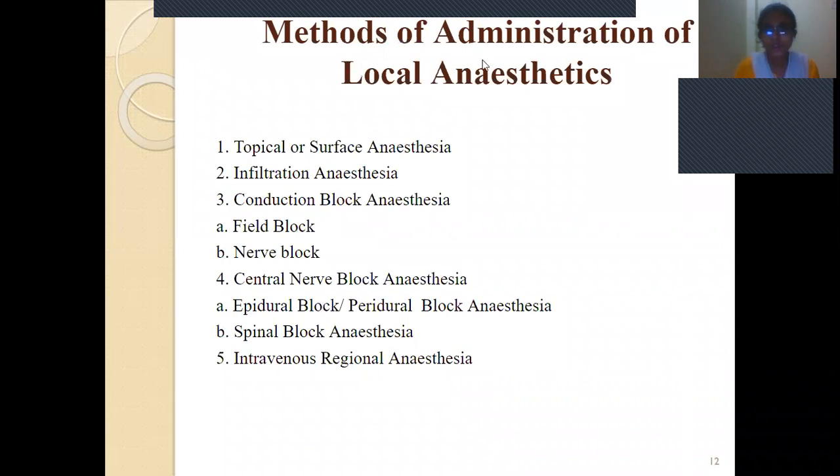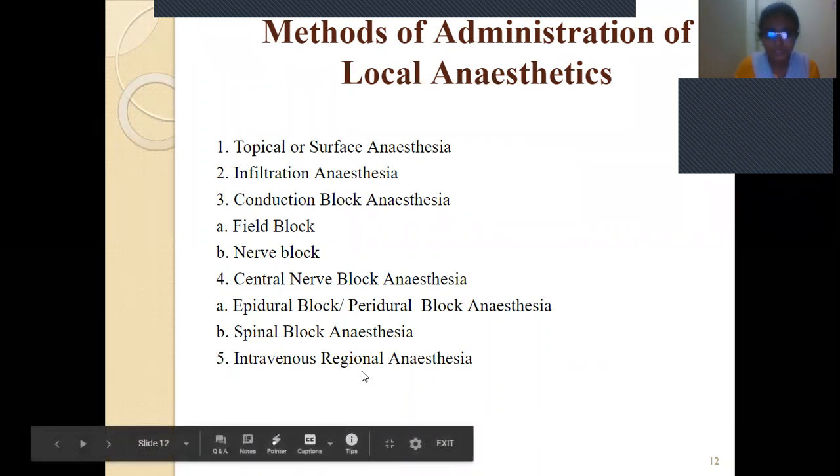Let's see the methods of administration of local anesthesia. There are five types: topical or surface anesthesia, infiltration anesthesia, conductive block anesthesia, central nerve block anesthesia, and intravenous regional anesthesia. So there are five types.